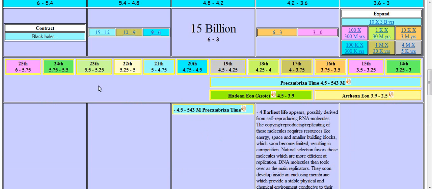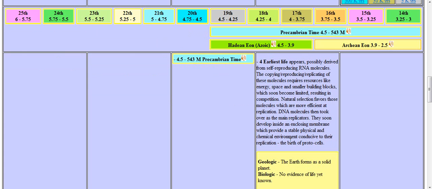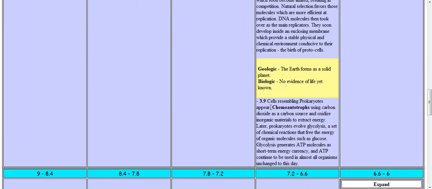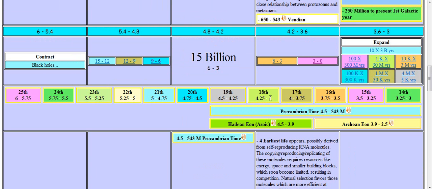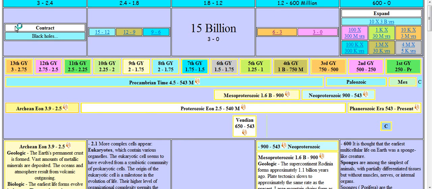Moving forward, galactic year, and then we get to the Hadean eon, the Azoic, and it started at the same time as Precambrian, which then turned into the Archean eon. So you can read what this is all about. And geologic and biologic, two different ways that I divided it up. And then 1 to 3 billion years ago down here, and here's where all the different eons are that we have.